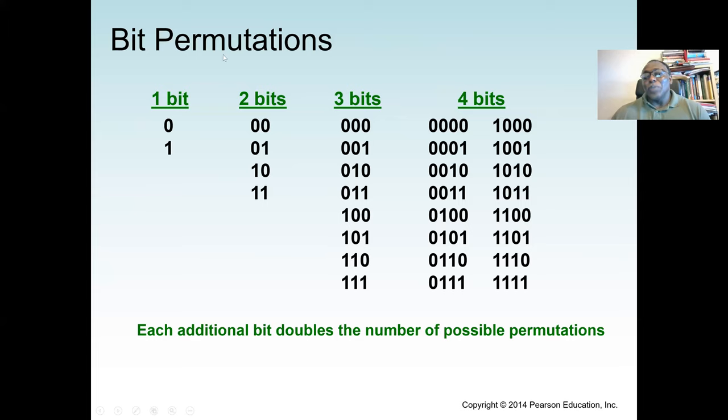So that's the bit permutation. Permutation basically means the possible combinations. If it's a combination, then 01 and 10 are the same. A permutation is a combination, but the order of the bits is also very important, so 01 and 10 are not the same. With a combination, 01 and 10 are the same, so we use the term permutation. Those are different permutation combinations.